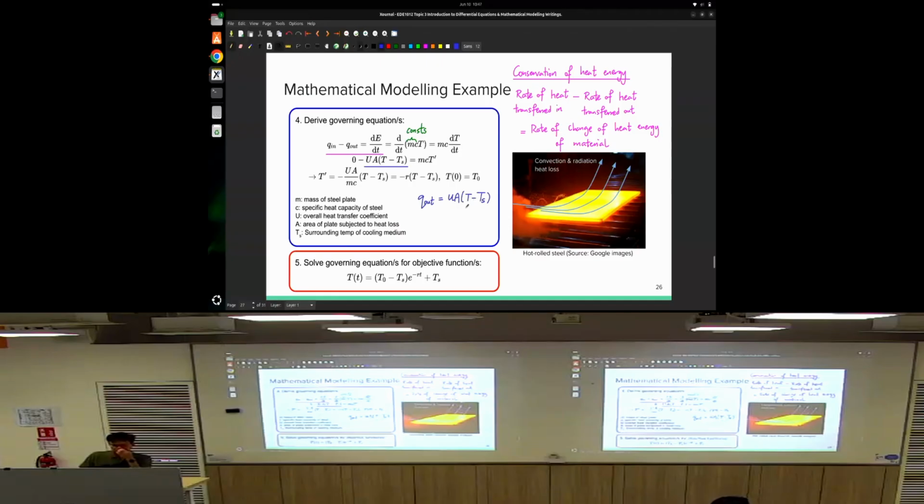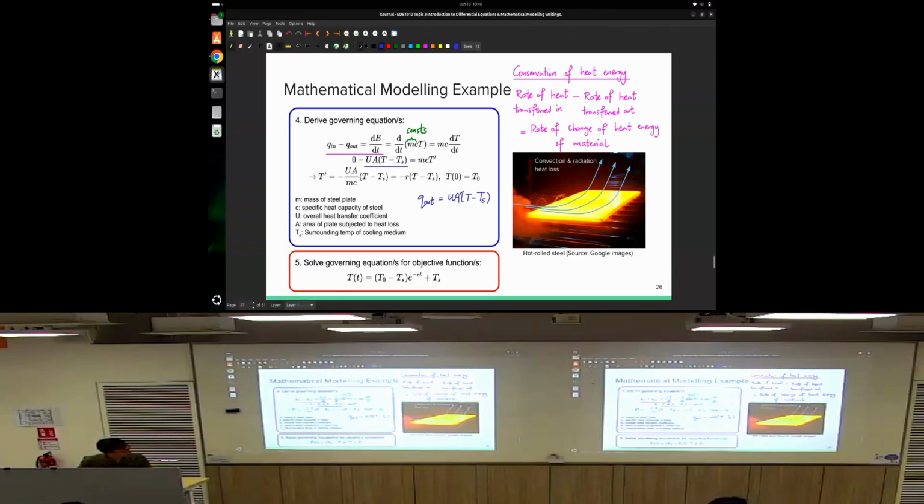So what is this? This is called Newton's law of cooling. U is some heat transfer coefficient. A is the exposed area of the steel plate. So if you have more exposed area, then obviously you're going to lose more heat.